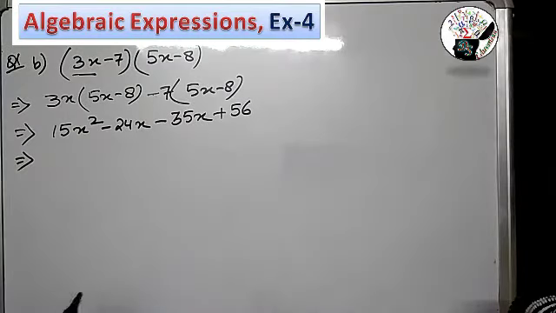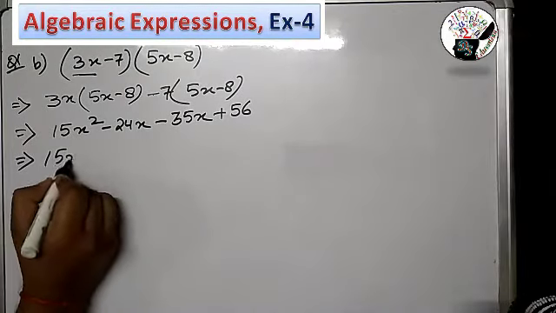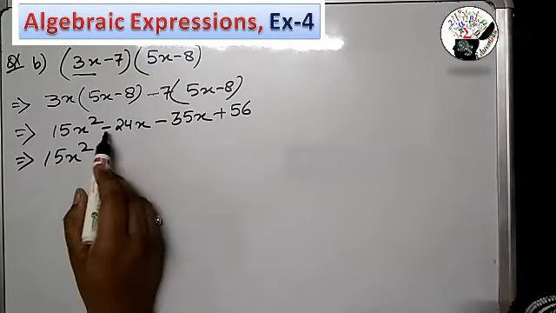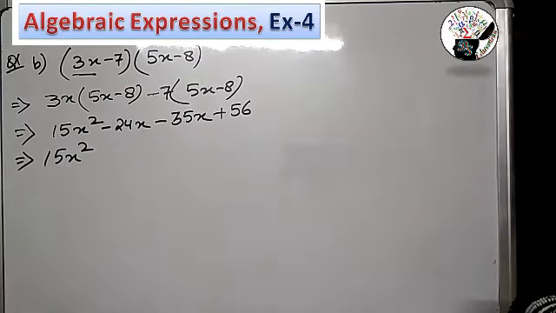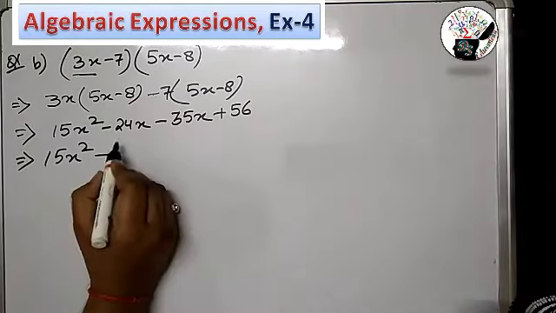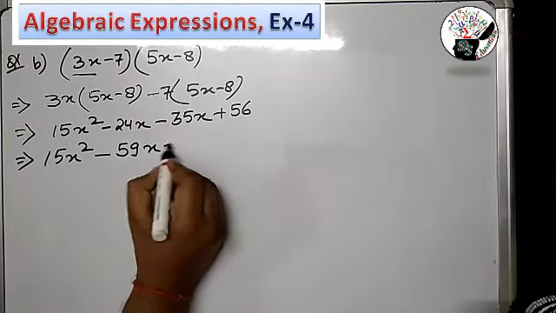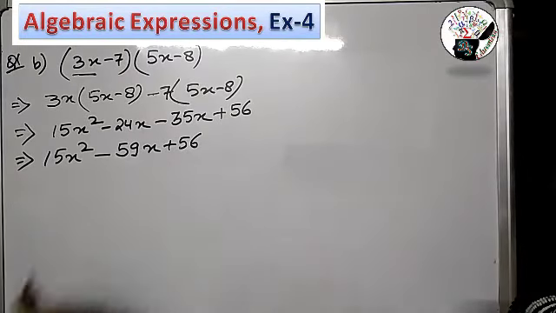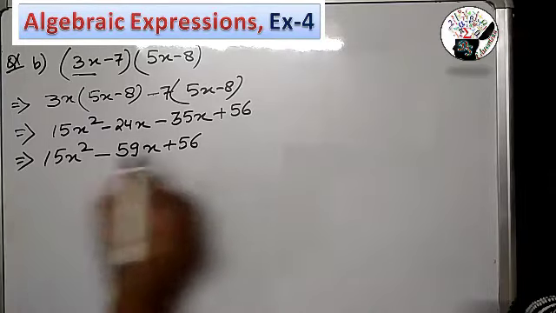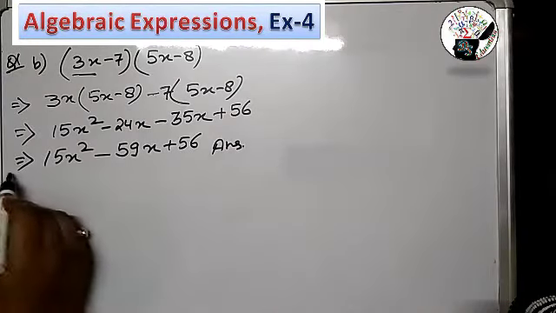Now in the next step, we see that there are two like terms, okay, they are written separately, so we will have to solve them first. That is 15x square. Now both are minus, so they will be added. Minus are added. It will become minus 59x plus 56. Understood? Okay, this is your answer.